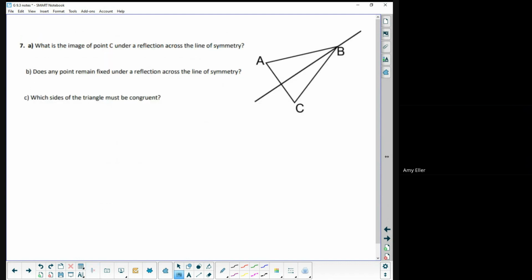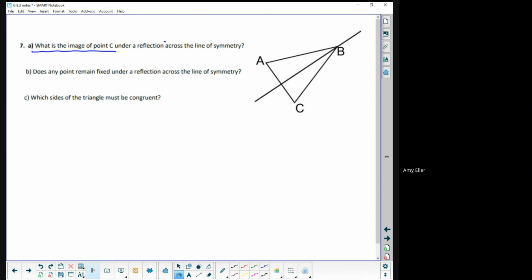7. Students always get confused by the wording of this question. I'll read it and I'll break it down if you need help. What is the image of point C under a reflection across the line of symmetry? You will see this exact wording on a quiz or test. What is the image of point C? That means I have given you the pre-image. I'm asking you what the image is.